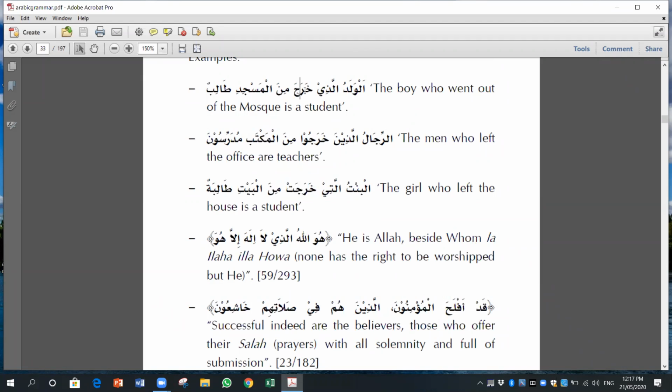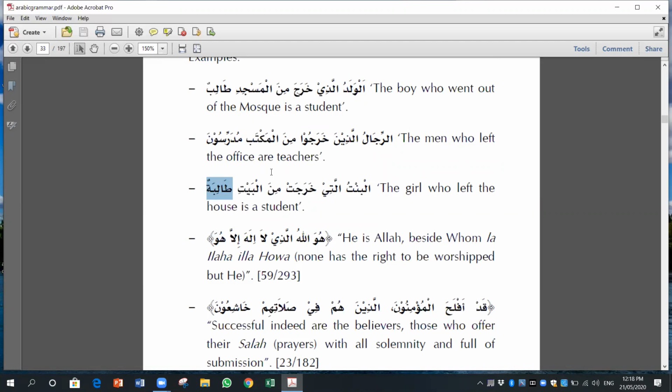Now, these are the different forms of the verb, right? For male it was kharaja, for the female it is kharajat. When we do the verbs in detail, inshallah we will understand them. Kharajat is for female. Al bintu allati kharajat, the girl who came out min al baiti, from home, who came out of home. Bait, we know it means home. Talibatun is a student.